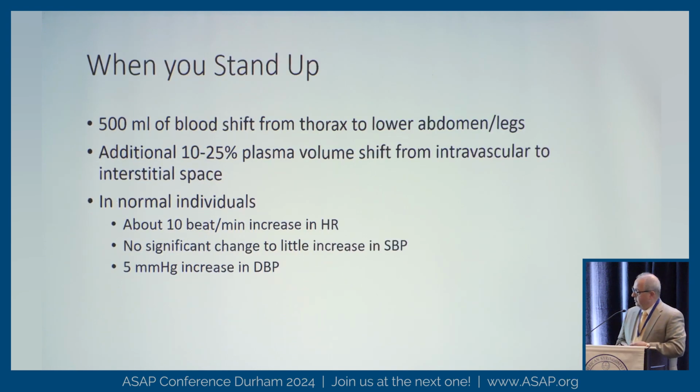So when you stand up, 500 cc will shift, and then there will also be an additional shift of plasma, 10 to 25% of plasma volume. And that's actually important to remember when you have chronic orthostatic hypotension. If you have an acute or subacute orthostatic hypotension, your fluid shift recuperates in the same day or 2 days. But if you've had chronic orthostatic hypotension, this plasma leakage becomes a little bit more chronic, and that actually adds a little bit to the issues of autonomic or orthostatic intolerance.